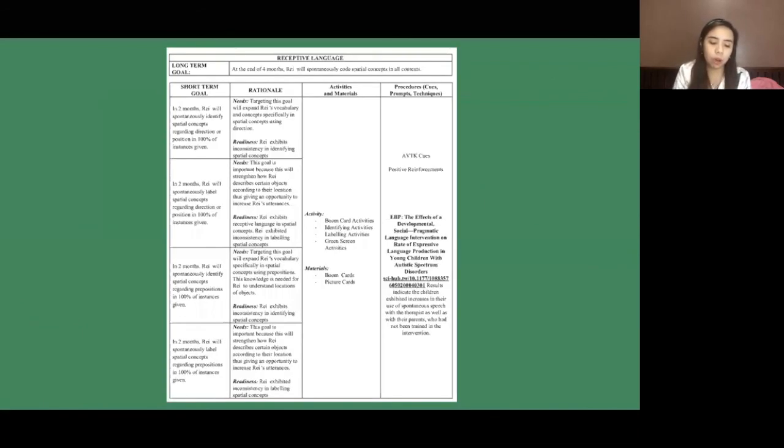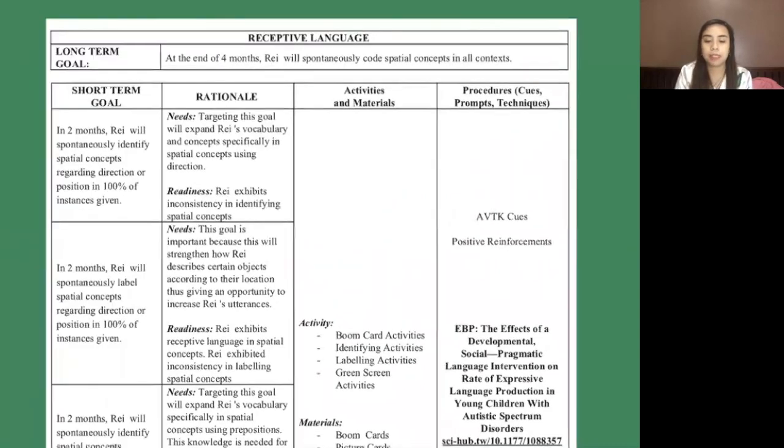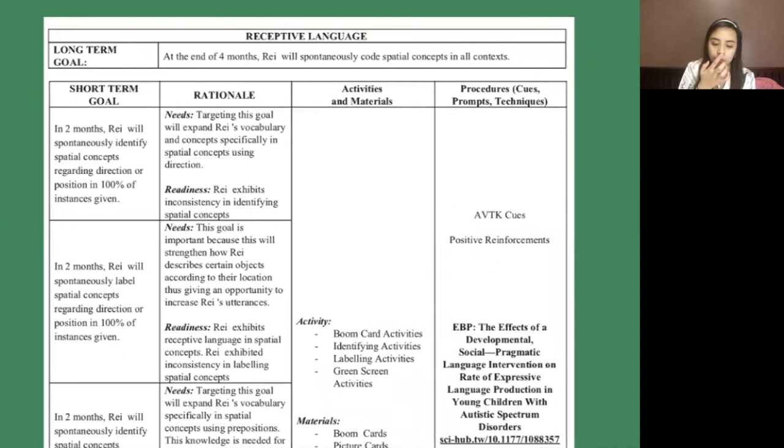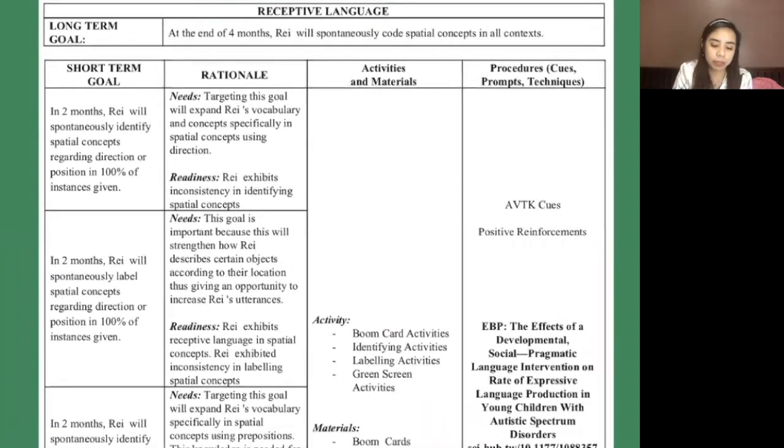So for the long-term goal, at the end of 4 months, Ray will spontaneously code spatial concepts in all contexts. So the short-term goal for spatial concepts, the first one is, in 2 months, Ray will spontaneously identify spatial concepts regarding direction or position in 100% of the instances given. So the needs, or why this goal has to be targeted, is it will expand Ray's vocabulary and concepts, specifically in spatial concepts using direction.